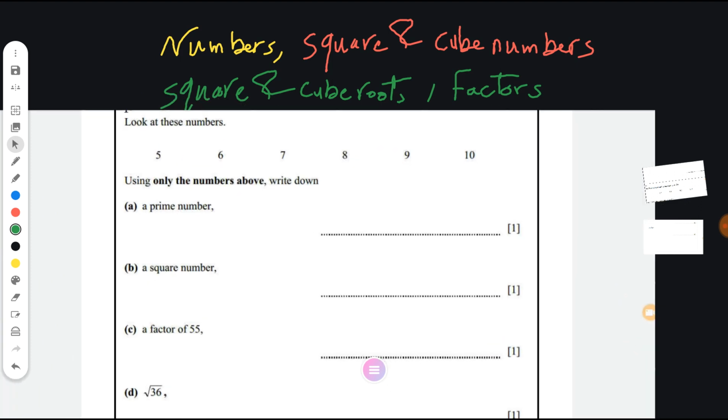Look at these numbers. Use only the numbers above, okay? Write down a prime number. Actually, you have to use the numbers above here to write a prime number. What is a prime number first? Okay, to remember together what is a prime number, it's a number that has only two factors, 1 and the number itself. Like what? Like 2, okay?